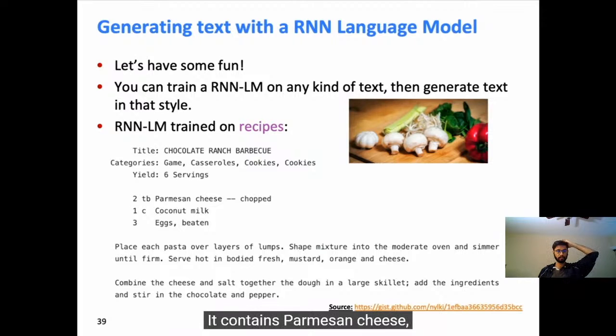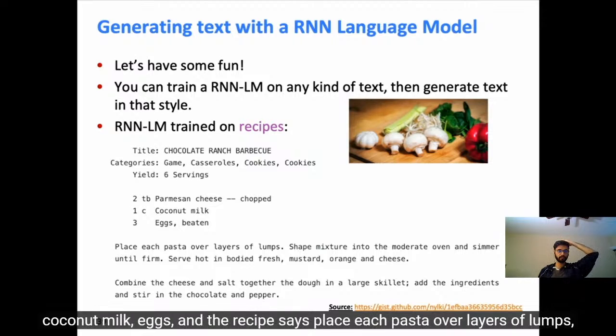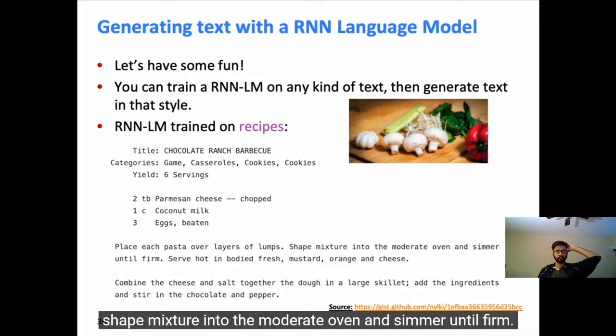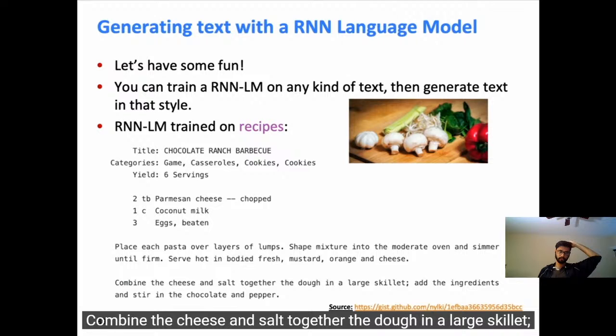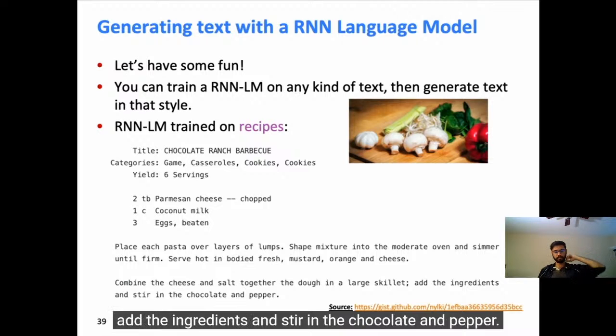It contains Parmesan cheese, coconut milk, eggs, and the recipe says, place each pasta over layers of lumps, shape mixture into the moderate oven and simmer until firm. Serve hot in bodied fresh mustard, orange, and cheese. Combine the cheese and salt together, the dough, in a large skillet, add the ingredients, and stir in the chocolate and pepper.